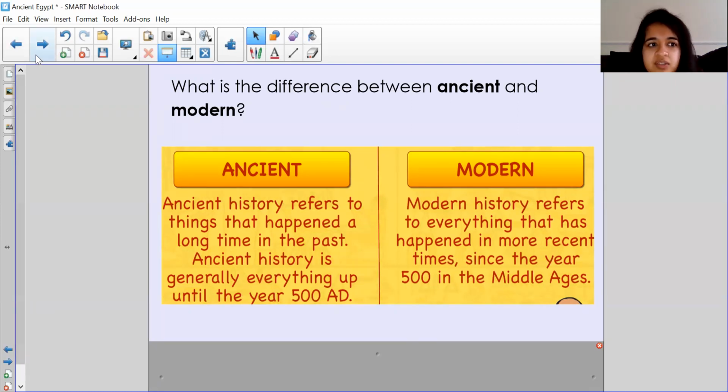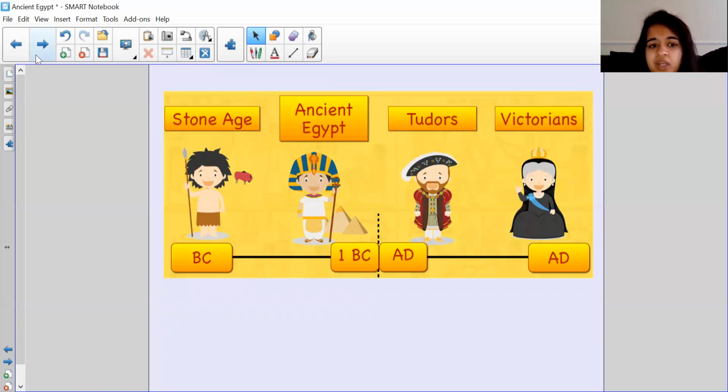I know this might sound a bit confusing, so let's look at what I'm talking about. Over here, we had the Stone Age. Remember when I was talking about prehistory? That was our Stone Age, before things were written down and people used to travel a lot and move from place to place. Then you've got ancient Egypt, which is what we're covering now. As you move on to year 4, year 5 and year 6, you learn about the Tudors and the Victorians. But in year 3, we've covered the Stone Age, and now we're going to do ancient Egypt.